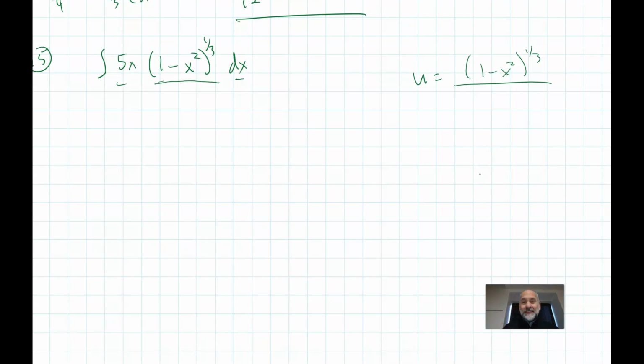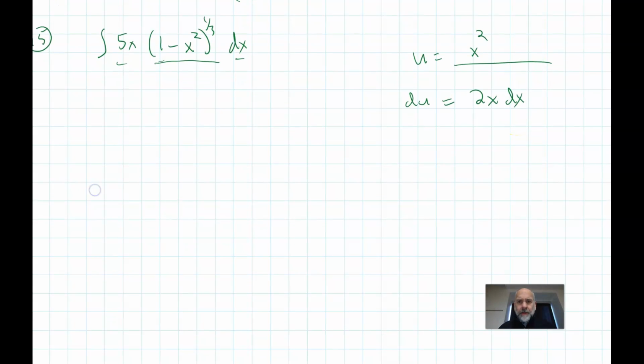Okay, so instead, I look at it and say, well, all I got left is a 5x, and I have to take care of that when I do the du. So instead, I got to erase that too. Instead, u is just going to be, let's just make it x squared. Just that little part of it. So du is 2x dx.